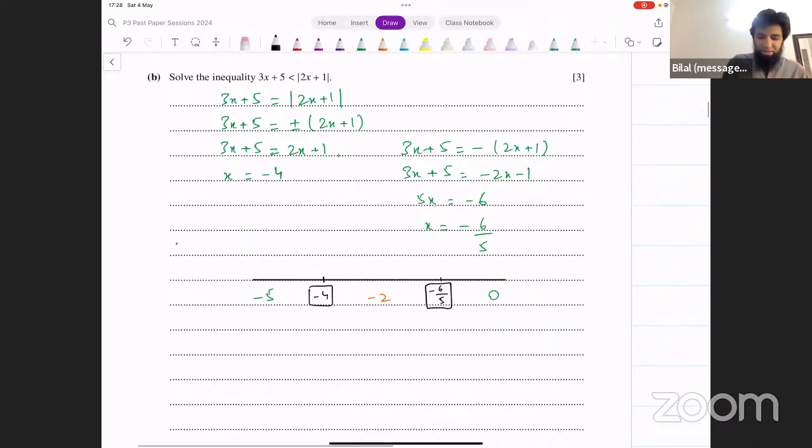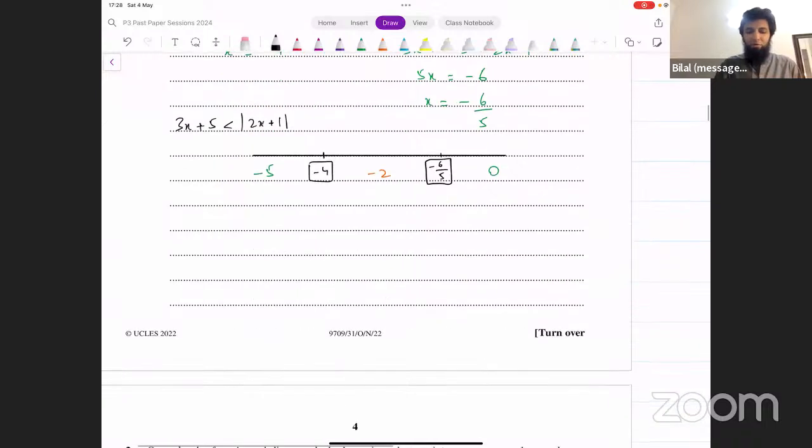Now just check them in that inequality. 3x plus 5, that's less than modulus of 2x plus 1. And see what that gives you. If you input -5 there, let's see what we get. 3 into -5 plus 5, that's less than modulus of 2 into -5 plus 1. What does that give us? On the left side, we've got -15 plus 5, which is -10. That is less than -9 modulus, which becomes 9. Is this correct? Yes, this is correct. So this region is correct.